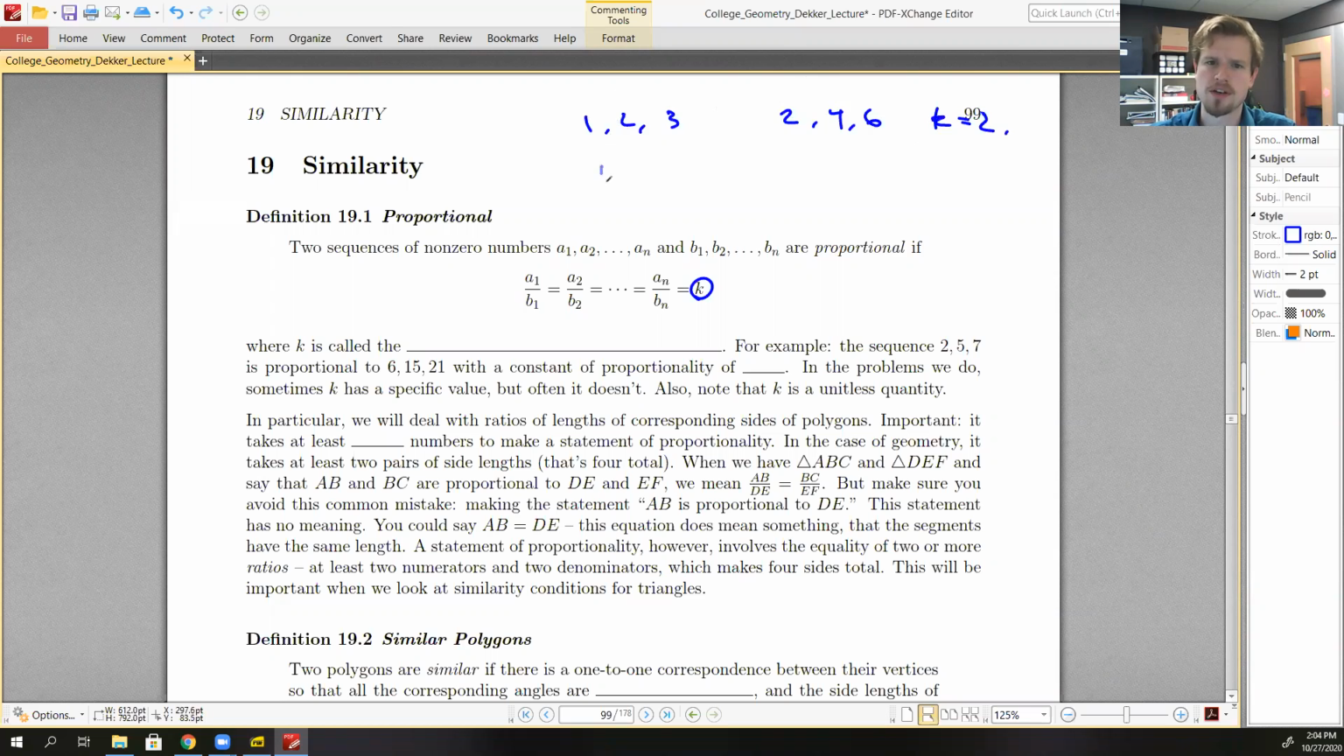But of course, if I were to take 1, 2, 3, and let's say 5, 10, 15, then when I divide, 5 divided by 1 is 5, 10 divided by 2 is 5, 15 divided by 3 is 5. So k would be equal to 5 in this case. So our k value can change. All right, this k value is called the constant of proportionality.